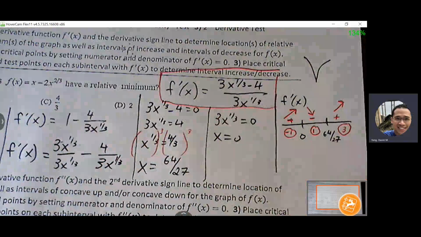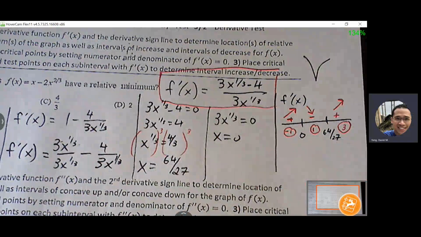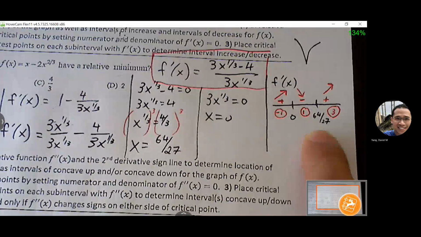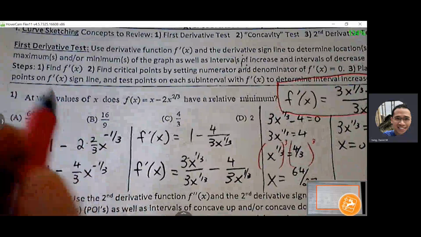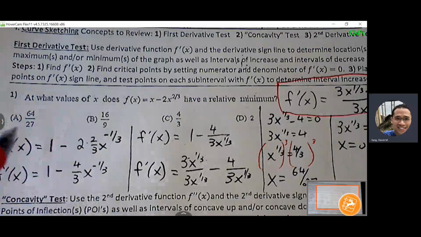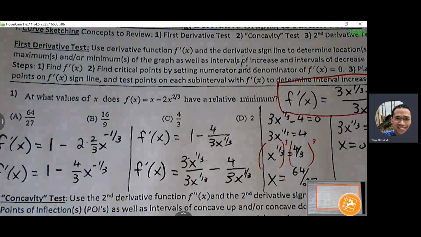Okay, so now we can look at the arrows and decide where that relative min is, right? So where's our relative minimum? Okay, right. But here it says, at what value? So that will be 64/27.